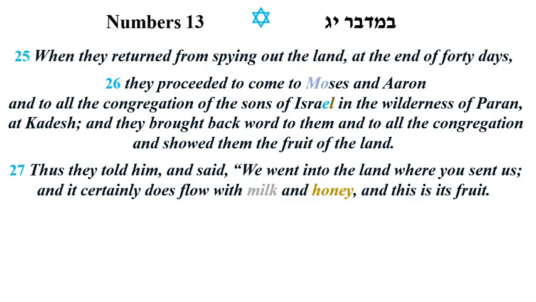Look in Numbers 13, verse 25. When they returned from spying out the land at the end of 40 days, they proceeded to come to Moses and Aaron and to all the congregation of the sons of Israel in the wilderness of Paran at Kadesh. And they brought back word to them and to all the congregation and showed them the fruit of the land. Thus they told him and said, we went into the land where you sent us, and it certainly does flow with milk and honey, and this is its fruit.